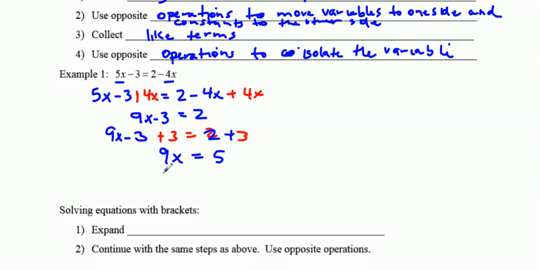by, of course, the opposite operation of multiplication, which is division. So that's going to leave me with the x here, because 9 over 9 is 1. And of course, we just leave this as a fraction.